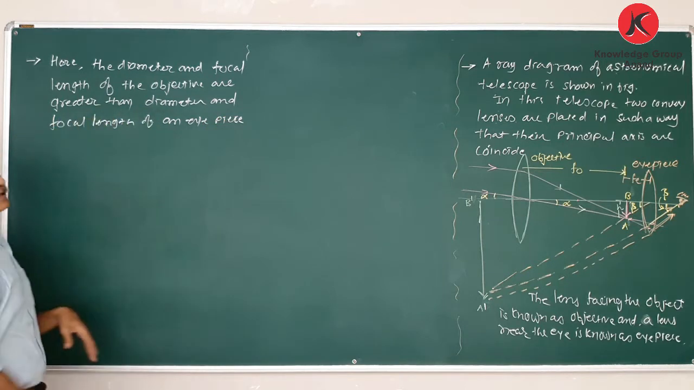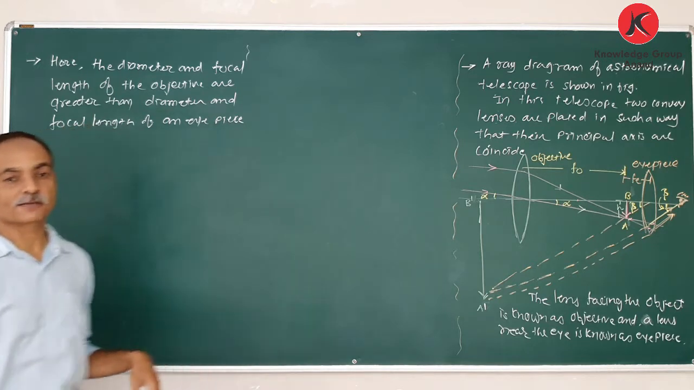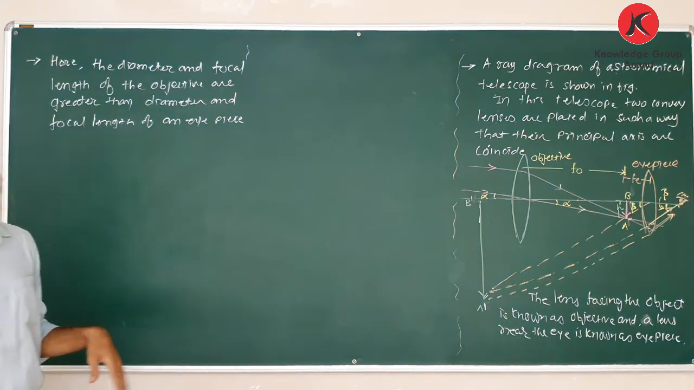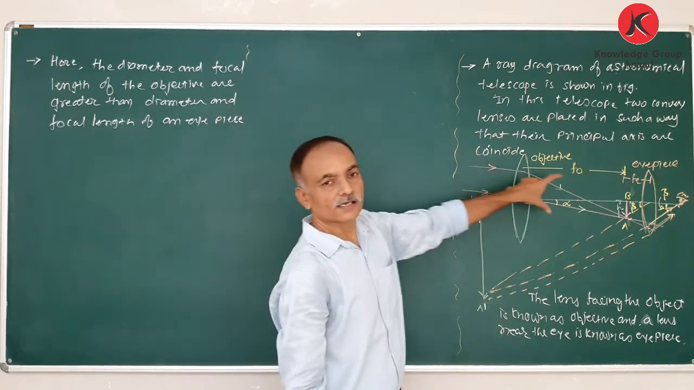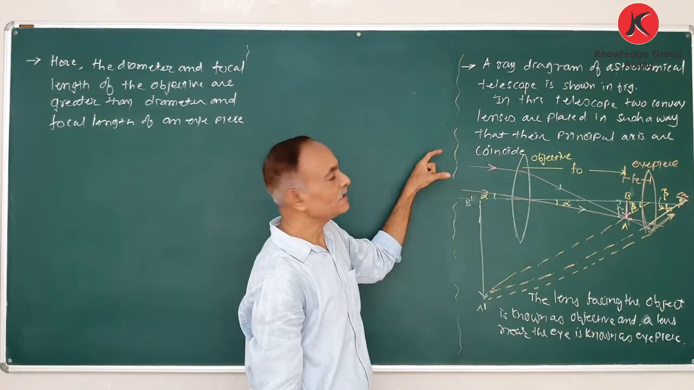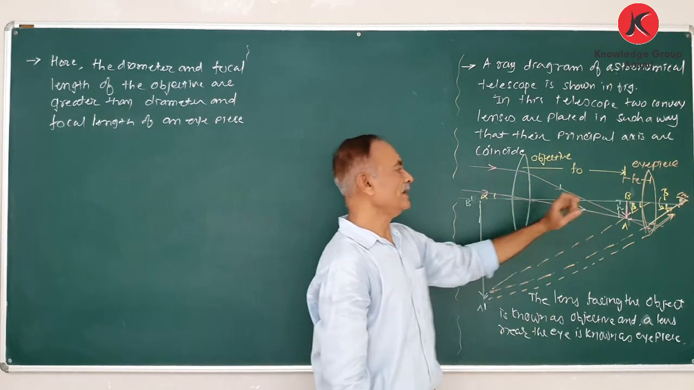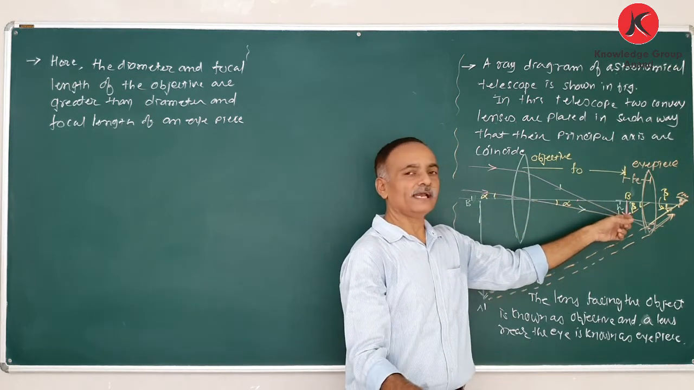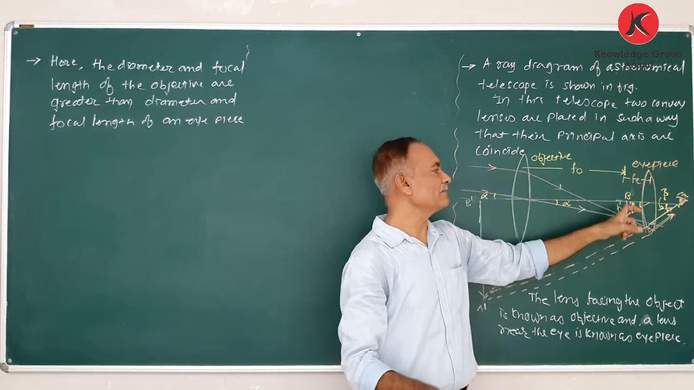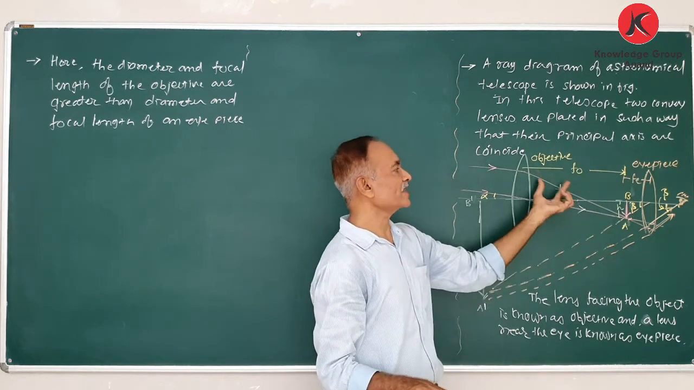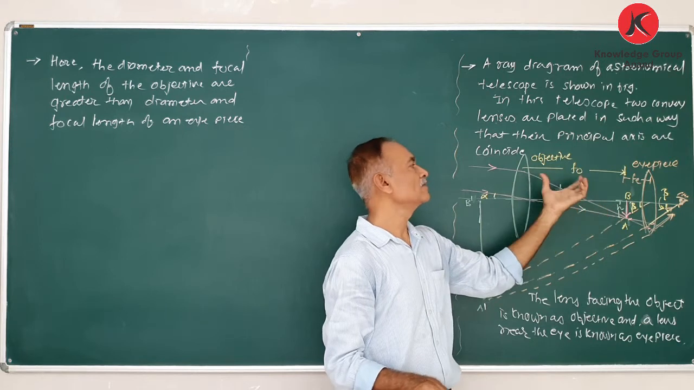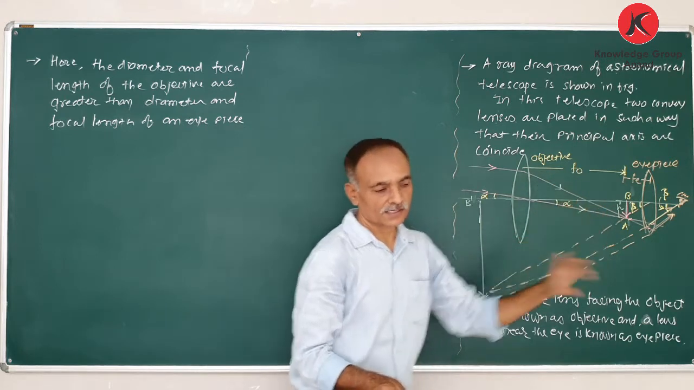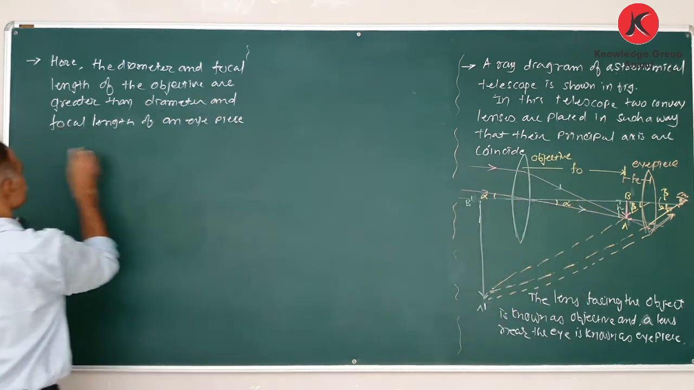Now, what's happened? When the telescope is focused for the far object, the rays from the object are formed by the objective, and it is real and inverted, and the small image AB is focused on the second principal focus of the objective.